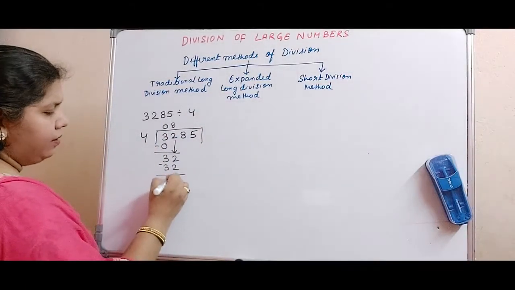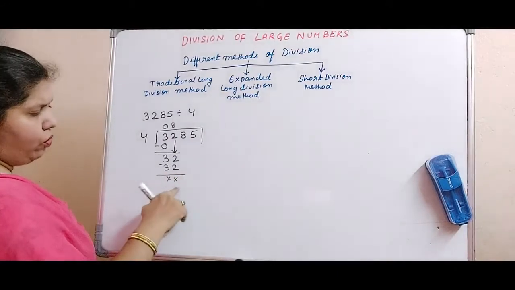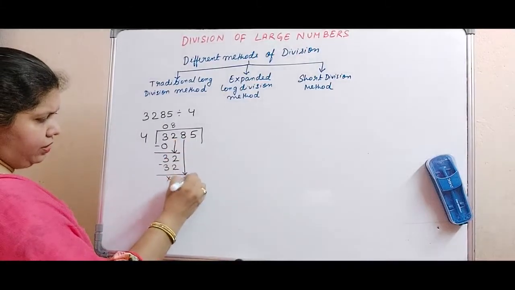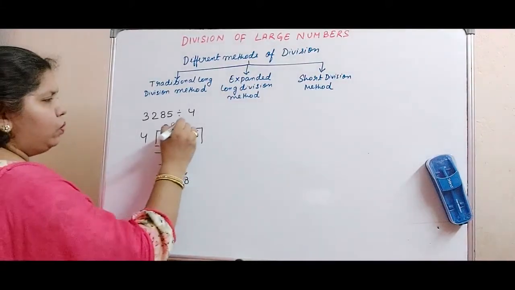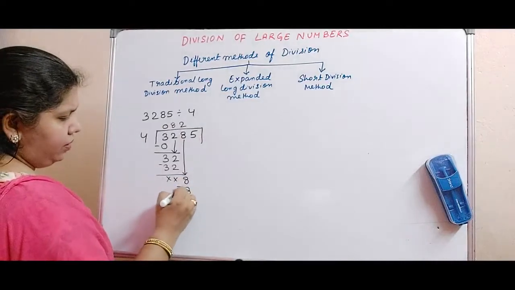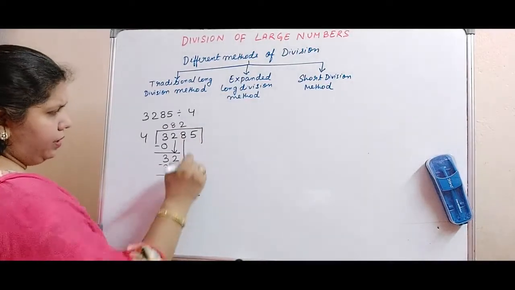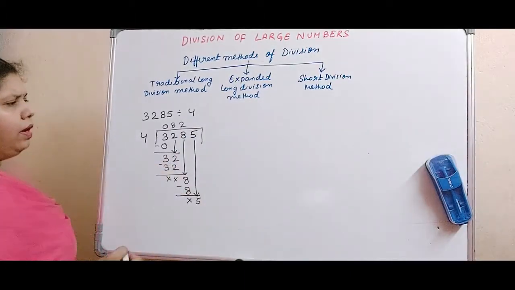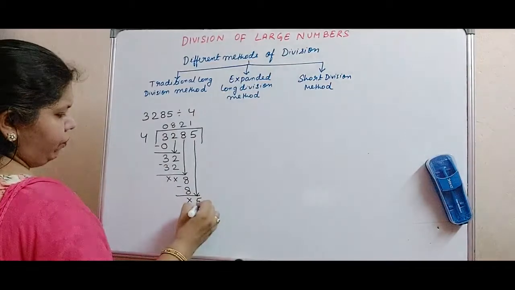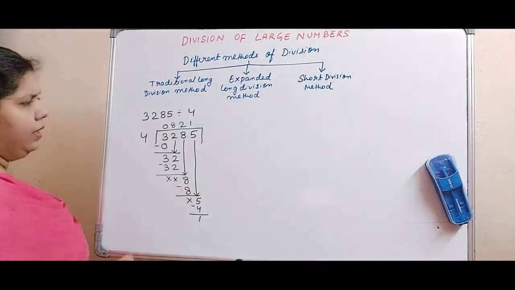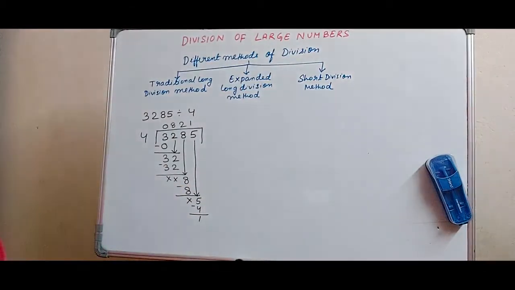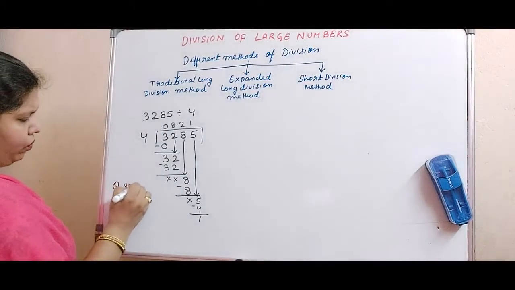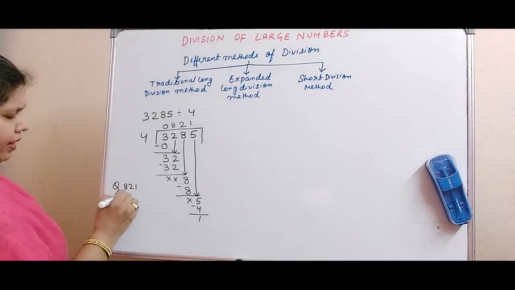After subtracting we have not got anything, so I put 0 and then I bring this 8 down. 4 2s are 8. After subtracting again I have not got anything and I pull down the next digit 5. Now 4 1s are 4 and we finally got the remainder, that is 1. So here we get quotient as 821 and remainder as 1.